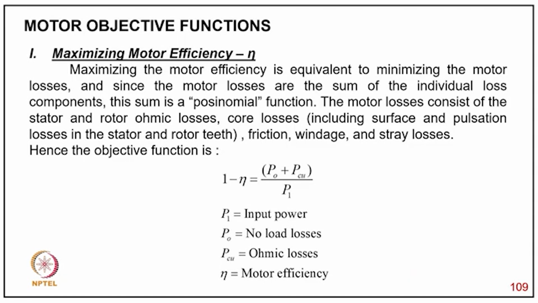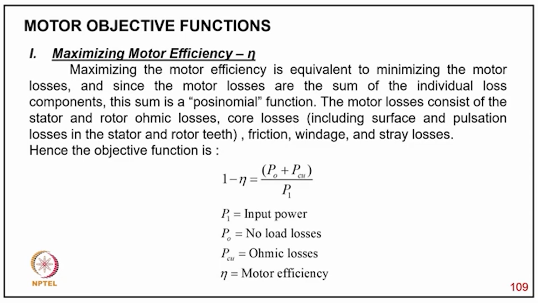So, you can maximize the motor efficiency, which is very much desired in most of the cases. Maximizing the motor efficiency is equivalent to minimizing the motor losses, and since the motor losses are the sum of the individual loss components, this sum is a polynomial function.